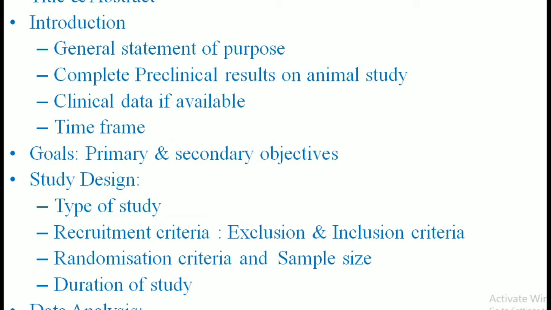Now, these are the things included in a clinical trial protocol. Title and abstract. Introduction. Introduction includes a general statement of purpose, complete preclinical results on animal study, clinical data if available, and time frame. Goals include primary and secondary objectives, study design, type of study, recruitment criteria, exclusion and inclusion criteria, randomization criteria and sample size, duration of study, data analysis, which includes case report form, statistical analysis plan, and bibliography.